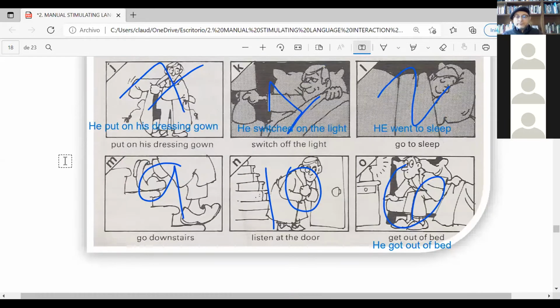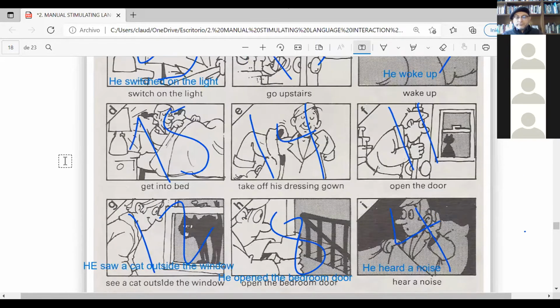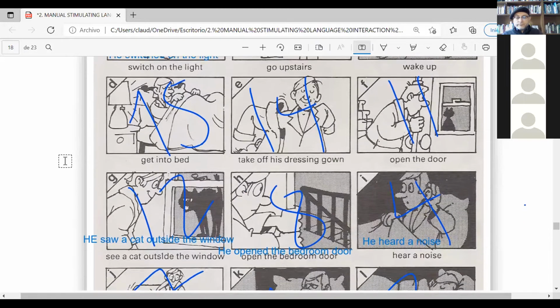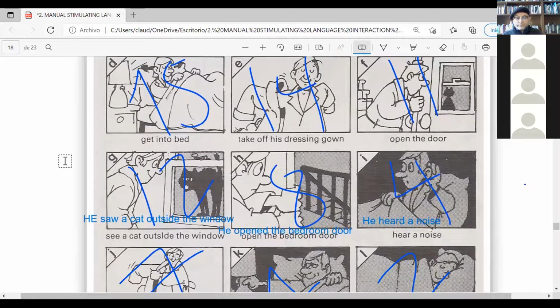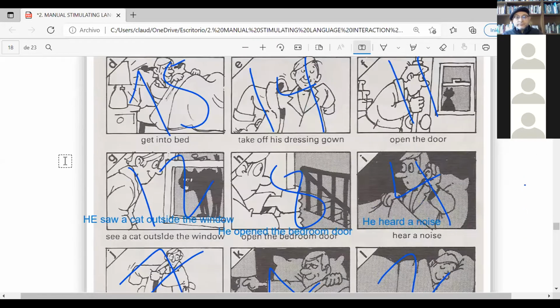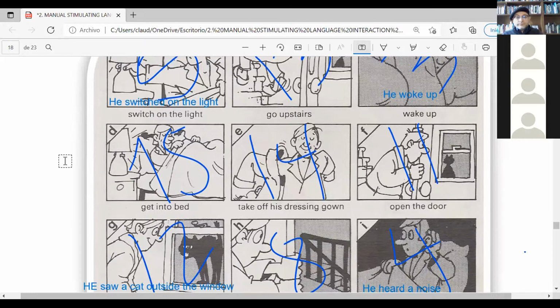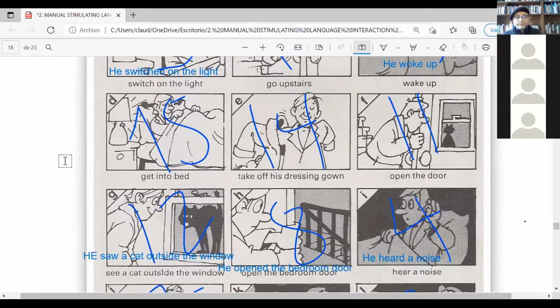9, he went downstairs. He listened at the door. Then 11, he opened the door. 12, he saw a cat outside the window. Then 13, he went upstairs. And then he took off his dressing gown. And finally, he got into bed.